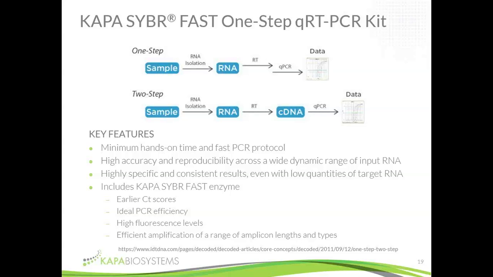The PCR protocol is very fast. It exhibits high accuracy, reproducibility, and highly specific and consistent results across a wide range of input RNA and even with low quantities of target RNA. And lastly, speaking to the inclusion of the Kapa SYBR FAST enzyme specifically, it allows for earlier Cq scores, ideal PCR efficiency, high fluorescence levels, and efficient amplification with a range of amplicon lengths and types.